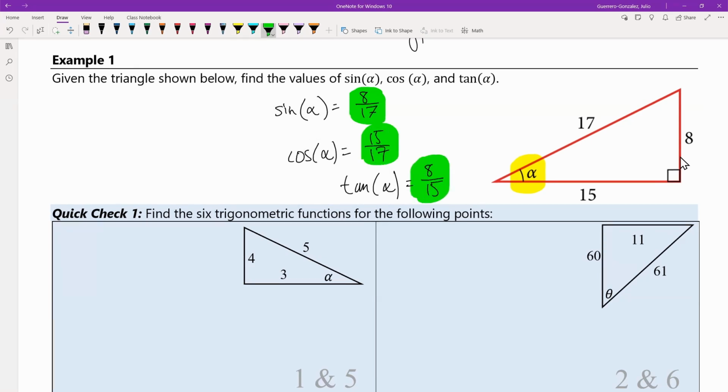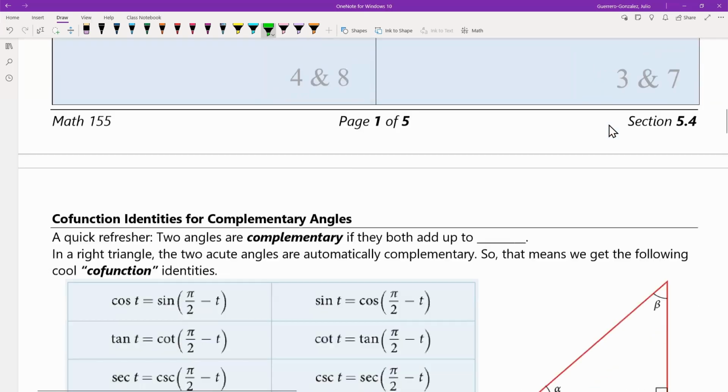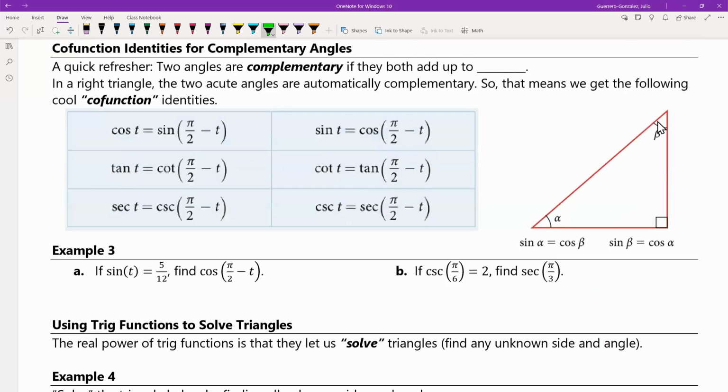This is just getting you a little bit more practice on it. Quick checks: do those in class. Next one up: cofunction identities and complementary angles. A fair amount of additional theory can come from just knowing complementary angles. Two angles are complementary if they both add up to 90 degrees, or if they both add up to pi over 2.